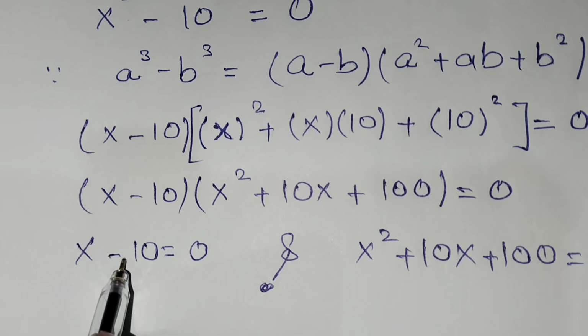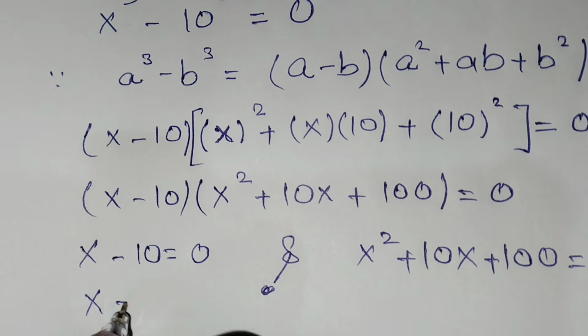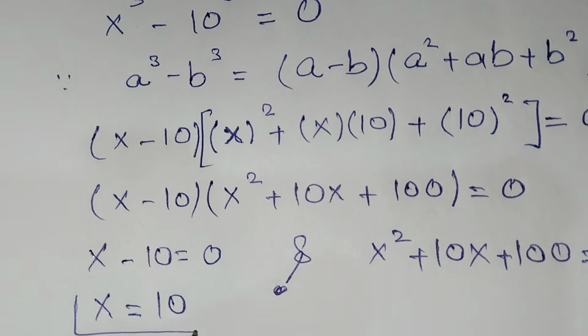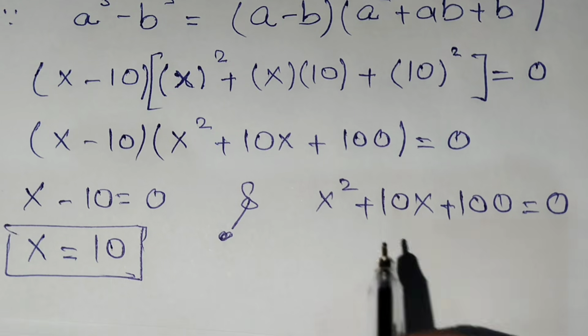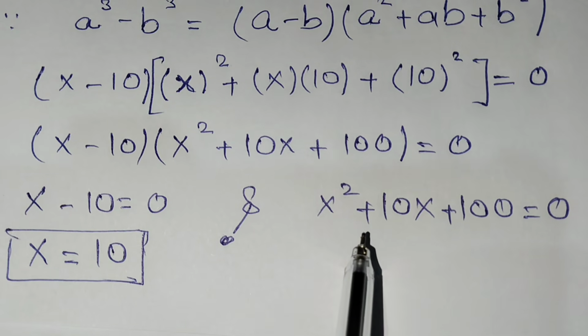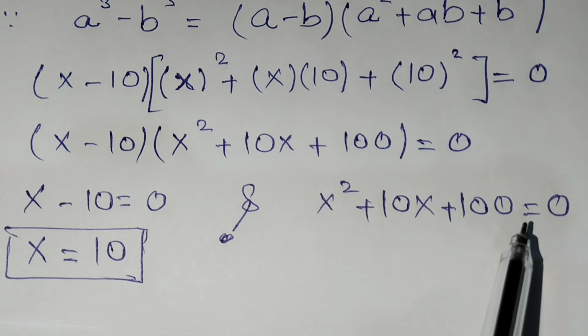Solving case 1, add 10 on both sides, we get the first value of x, which is plus 10. This is the real value of x. Now move towards solving the second case.